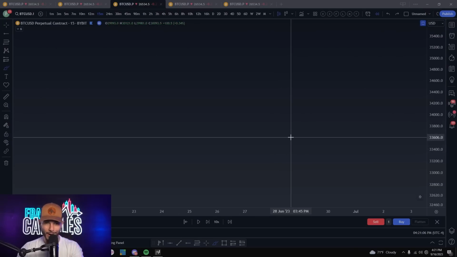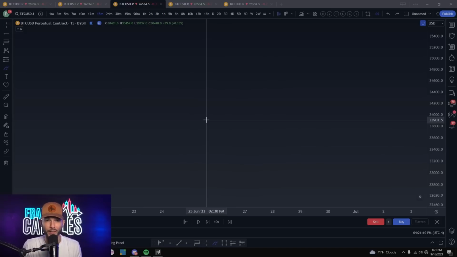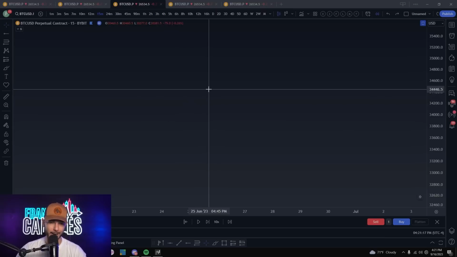So guys, here we are on the Bitcoin chart. Now, I have a blank chart here because I want to talk about exactly what a swing failure pattern is and what we can use it for. Now, all the swing failure really is the inability to break above or below a level.